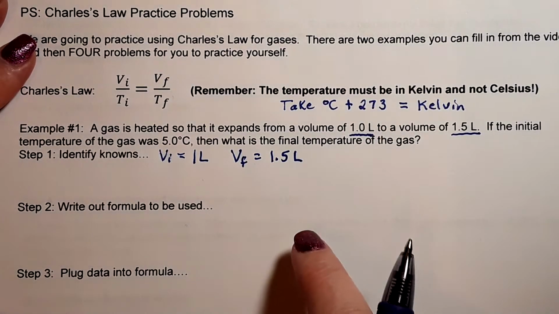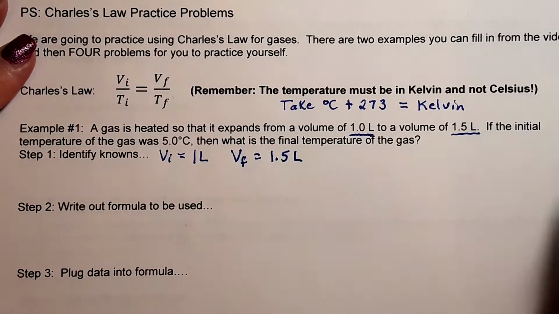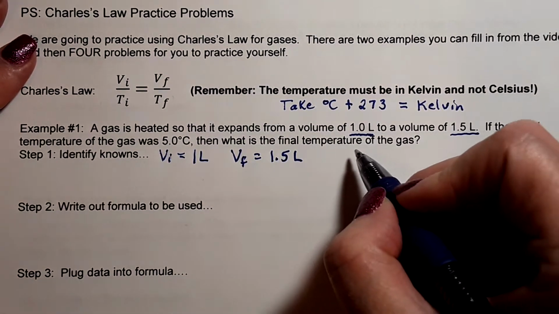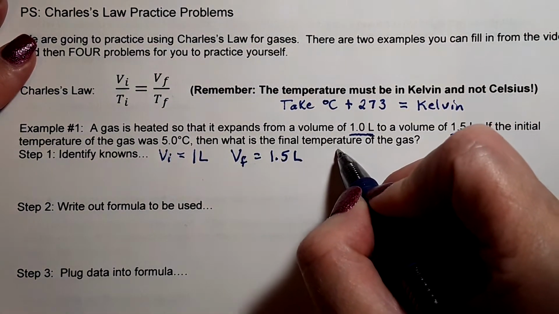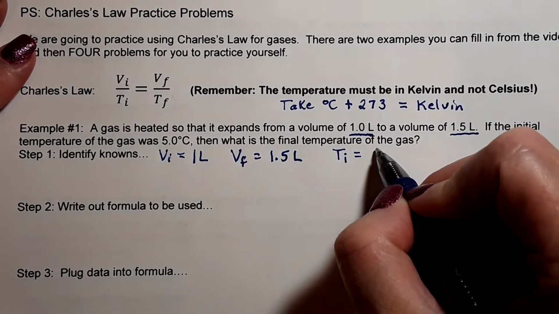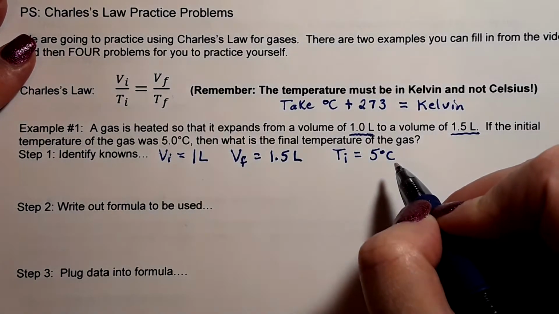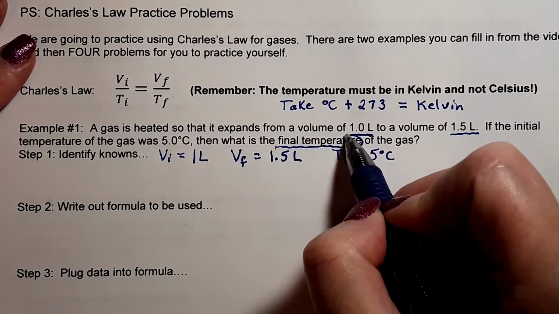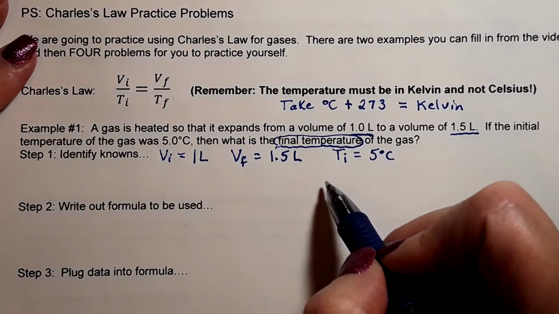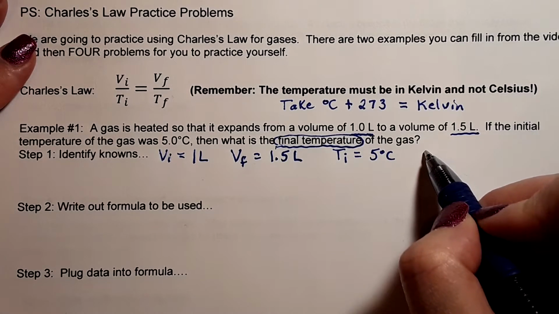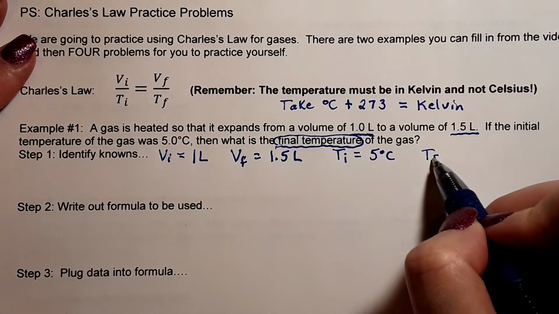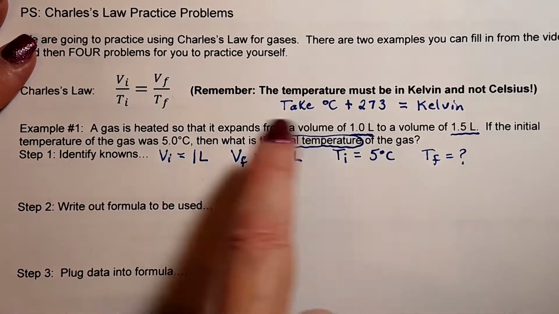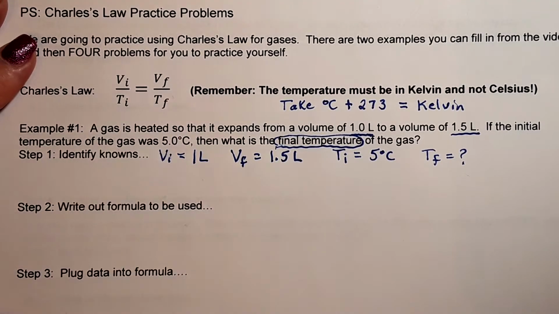And it says that the initial temperature of the gas is 5 degrees Celsius. So the initial temperature equals 5 degrees Celsius. And they want to know what is the final temperature of the gas. So here's our unknown. They want to know, what does TF equal? So notice, 1, 2, 3, 4.